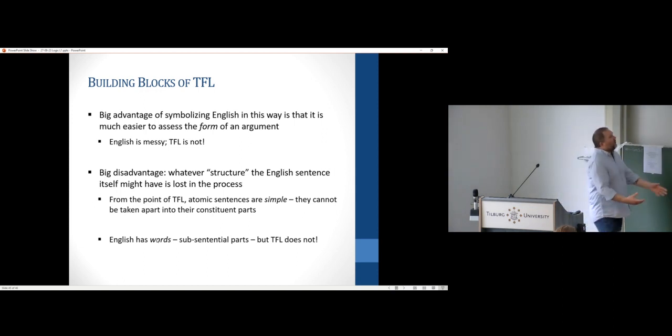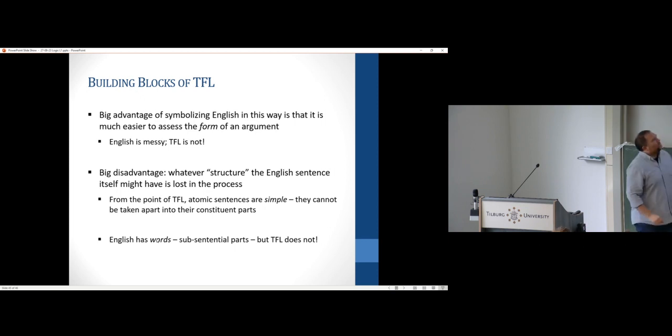To put it another way, from the point of view of TFL, atomic sentences are atomic in the Democritean sense. That is, they are structurally simple. There's no way to break them down. They have no parts. They're little black boxes. They're the 1x1 Lego cube. There ain't no smaller bits of Lego in there. This is the unit. And what this means is that there are no constituent parts. That is, TFL atomic sentences don't have words. English sentences do.